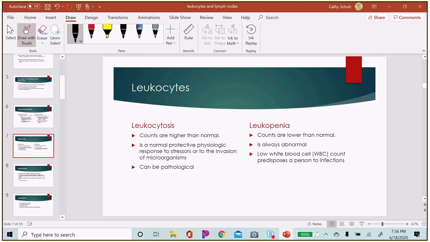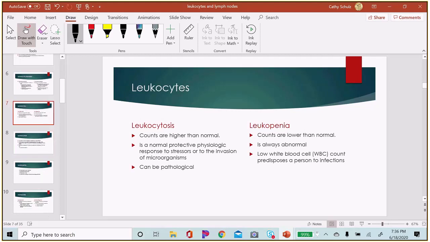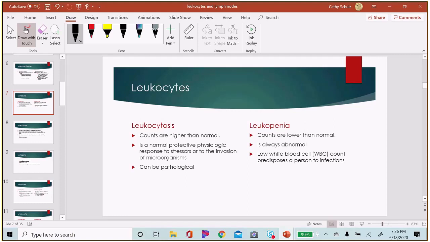Leukopenia is an abnormal state. There's not an adaptive response to stress that leukopenia would be. It's usually that the person's worn out and they're not able to make the white blood cells they need. Sometimes it's an ominous sign in an infection that they're actually getting septic and their own body can't make the cells that are needed, or it can be related to medications or other issues.